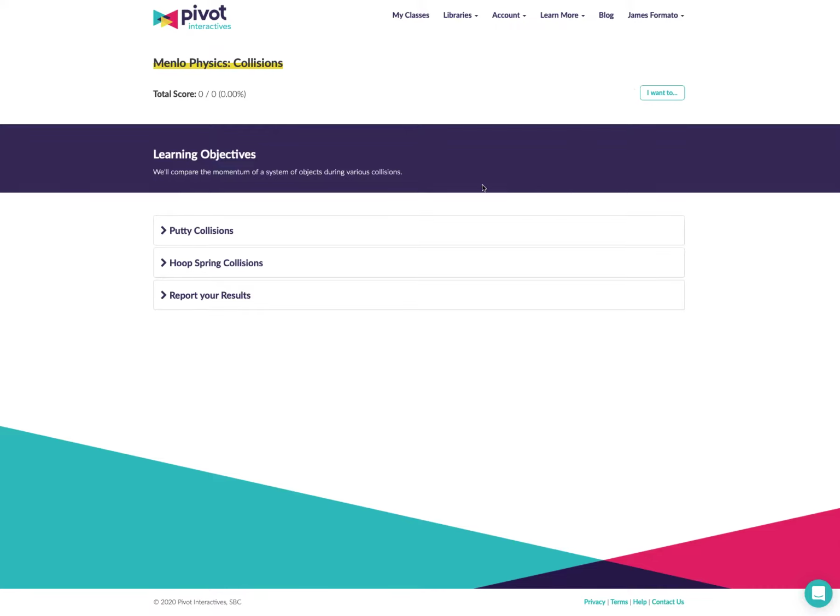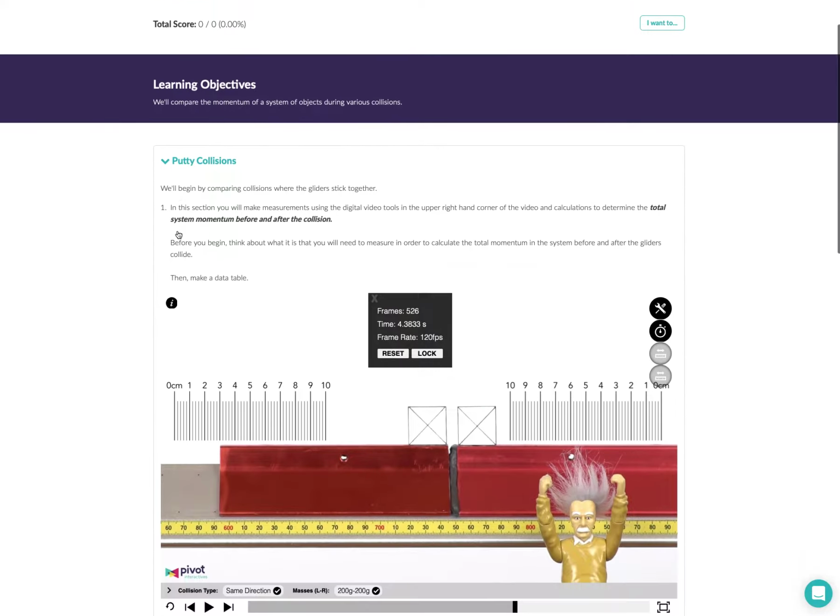Physics. This is Mr. Fumato with some Pivot Interactive directions for your collisions experiment. So our collision experiment comes in two categories. We have what we call putty collisions and hoop spring collisions. I'm going to open putty collisions here.